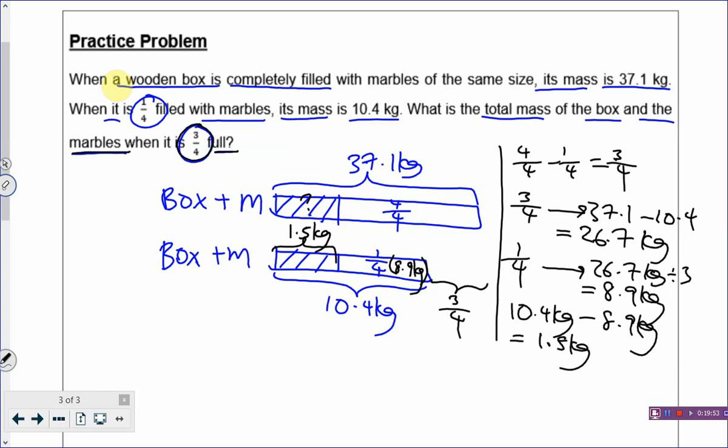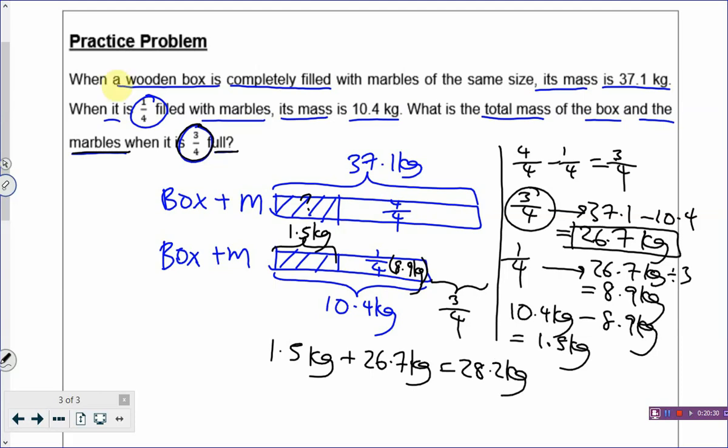So how do you find 3/4? Oh, 3/4, that's quite easy because can you see 3/4 of the marbles? That is 26.7 kg, right? So the empty box is 1.5 kg plus 3/4 of the marbles, which is 26.7 kg. And plus them together, 1.5 plus 26.7, and you get 28.2 kg. Right? So that's how you solve the problem.